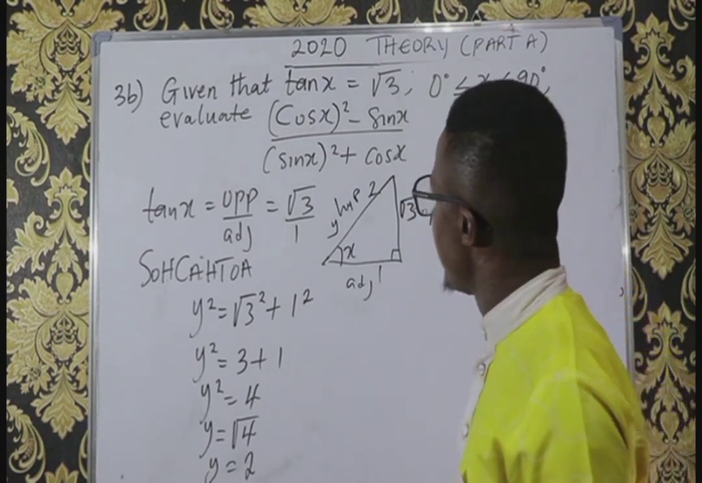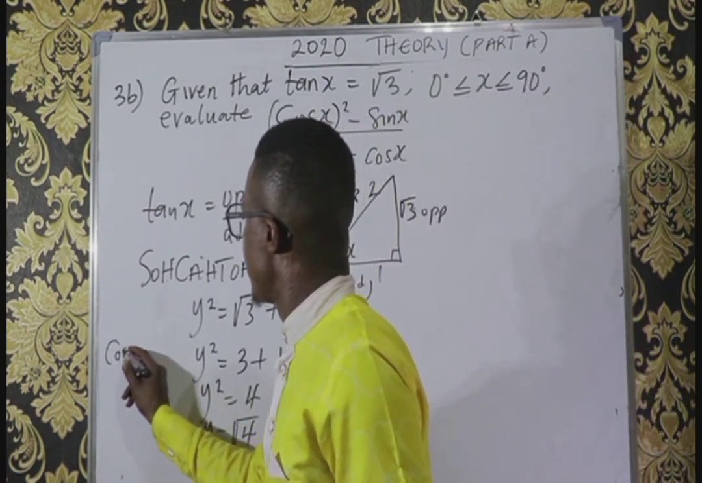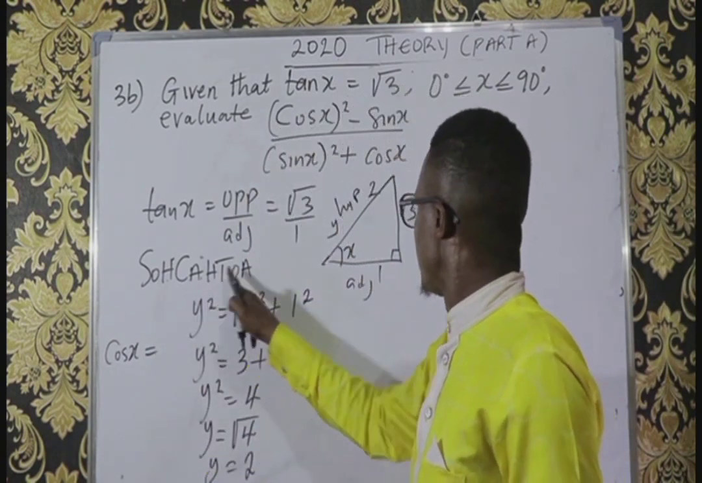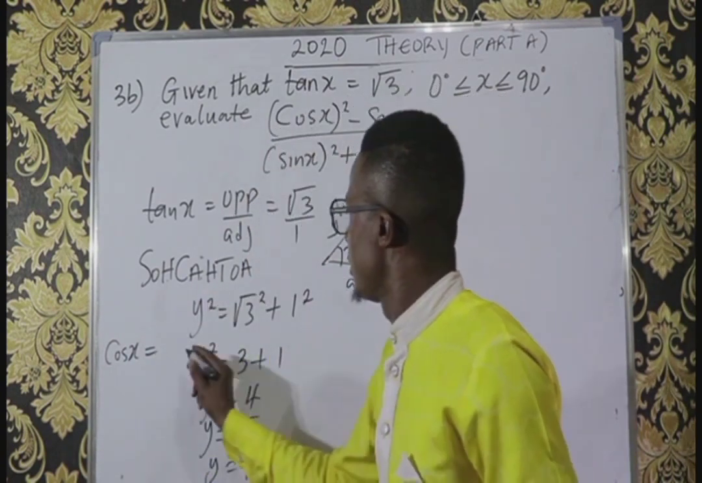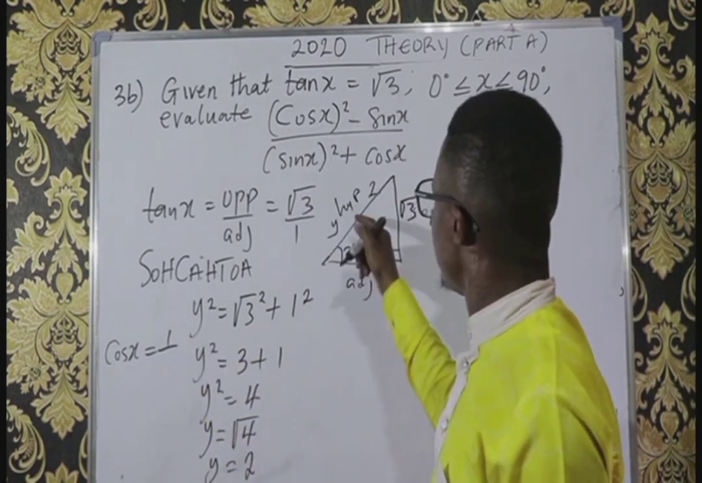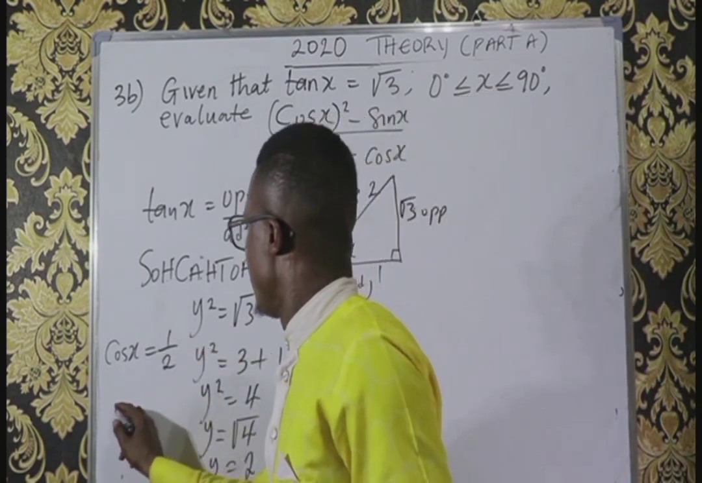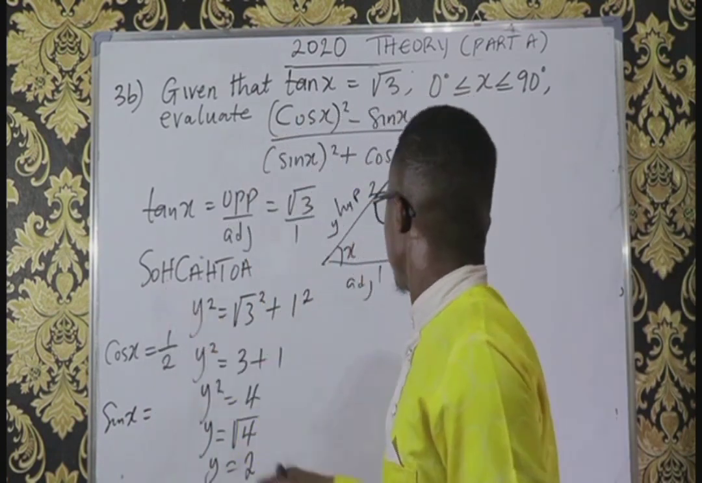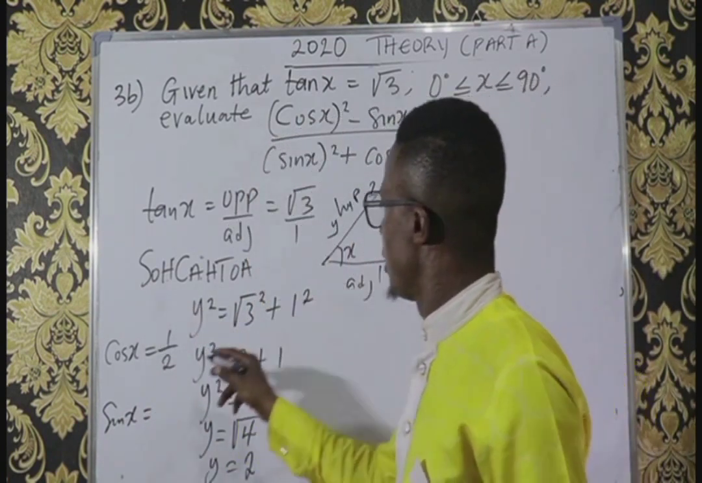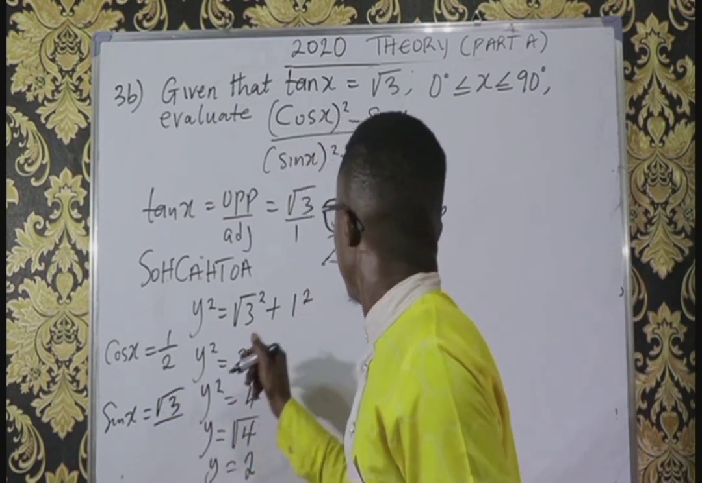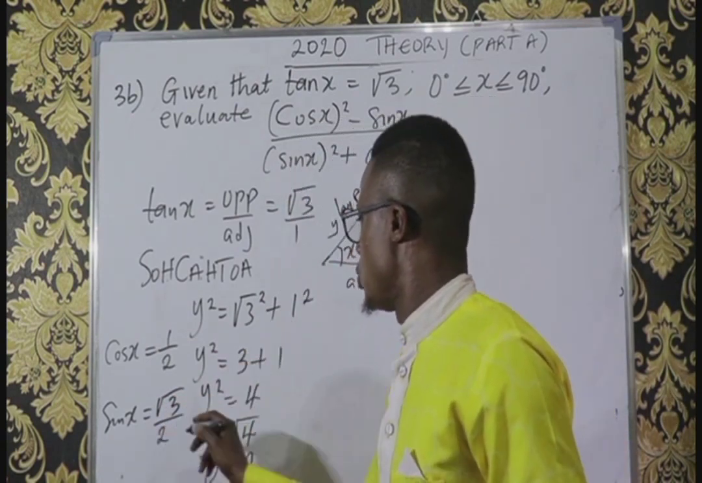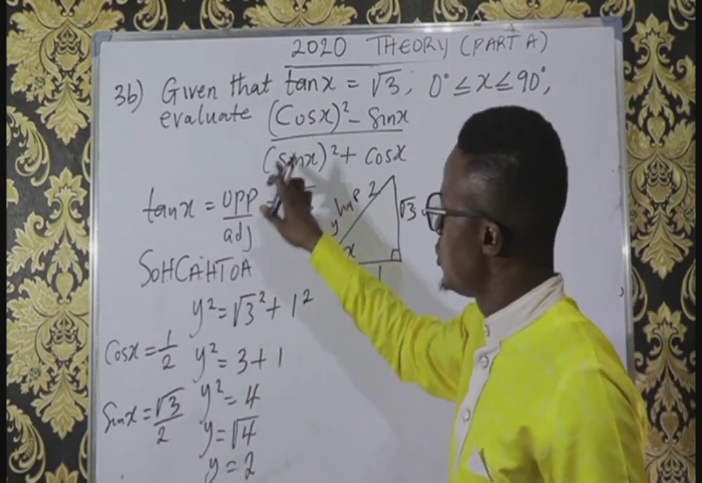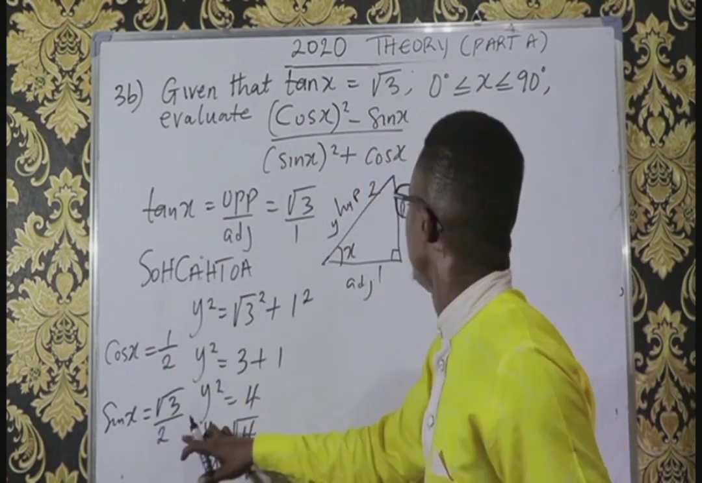Hence, to get my cos x, you can see that it is adjacent over hypotenuse. Adjacent is 1 over hypotenuse, which is 2. For sine x, it is opposite over hypotenuse. Opposite is √3, hypotenuse is 2. So anywhere I see cos x, I put 1 over 2. If I see sine x, I put √3 over 2.